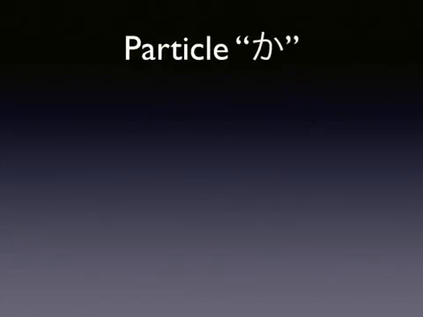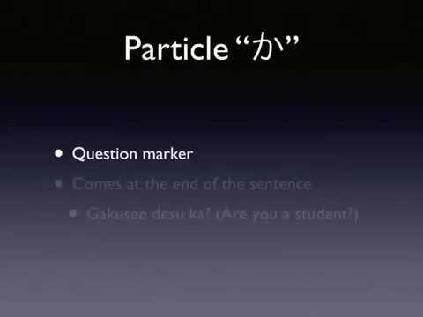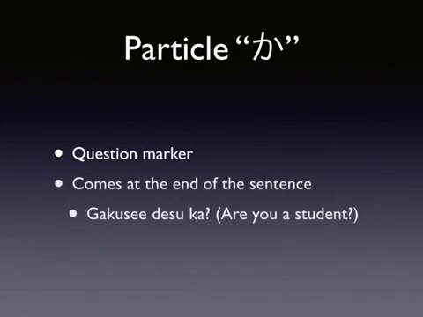Particle か is a question marker and is always added to question sentences. For instance, let's take this example. 私は学生です, which means I'm a student. If you ask someone, are you a student? Then it will be 学生ですか?